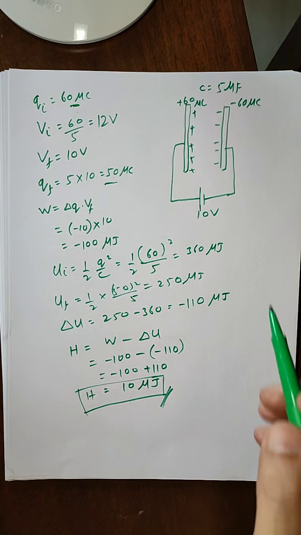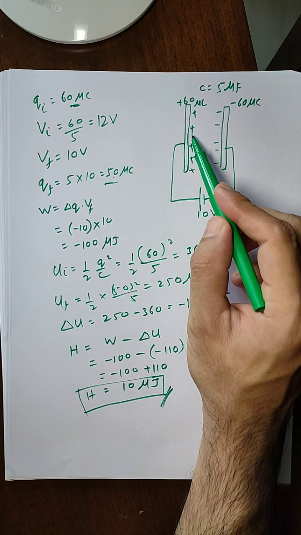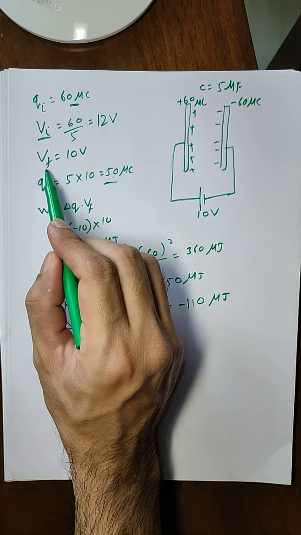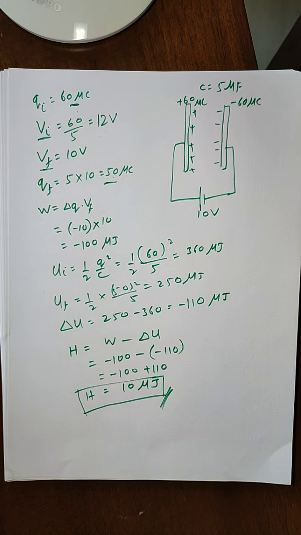So in this question, again, the important thing is to find out the initial potential difference between the plates and to check what the final potential difference has to be, and then you can do as we have done in every question.